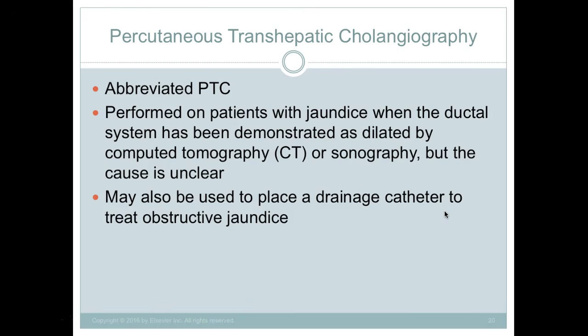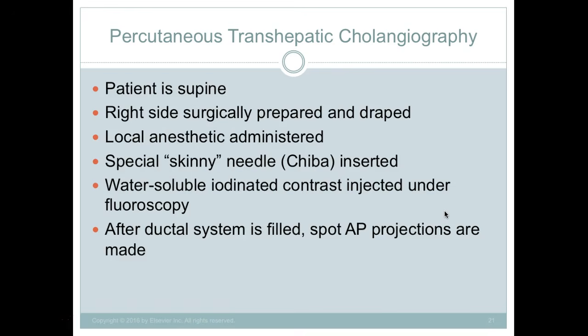So in ERCP, that's a mouthful. So your percutaneous transhepatic cholangiogram, we abbreviate that the PTC. It's performed on patients that are jaundiced when the ductal system has been demonstrated as dilated, usually on CT or ultrasound, but they don't know why. It may also be used to place a drainage catheter to treat obstructive jaundice. So if there's any kind of obstruction, they're going to put that in to help drain.